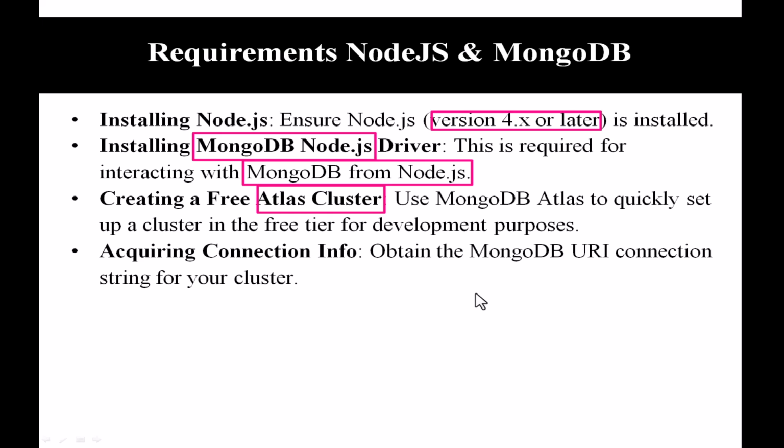Next, creating an Atlas cluster. You can create an Atlas cluster, a quick setup of a cluster for development purposes. Acquiring connection information. Obtain the MongoDB URI connection, a uniform resource locator, so that you can add the things from the cluster.